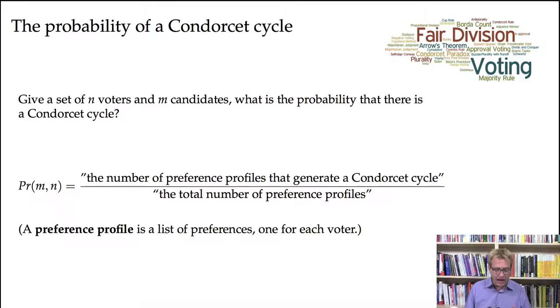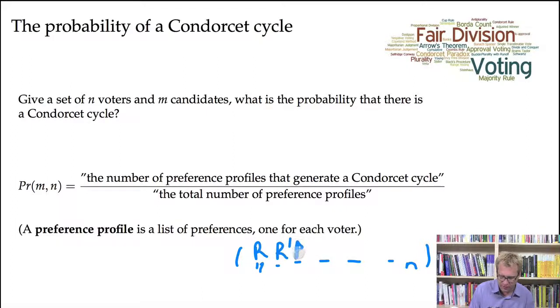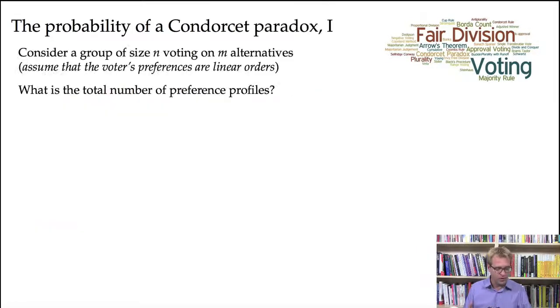What we need to look at is the number of preference profiles that actually generate a Condorcet cycle and divide that by the total number of preference profiles. Here a preference profile is simply a list, for each voter, say there's n voters, 1 up to n, of those voters' preferences. Voter 1 might have preference R, voter 2 might have preference R prime, voter 3 might have preference R double prime, and so on. So we list all of the preferences in a list 1 up to n. That's the preference profile. So let's run through a simple calculation.